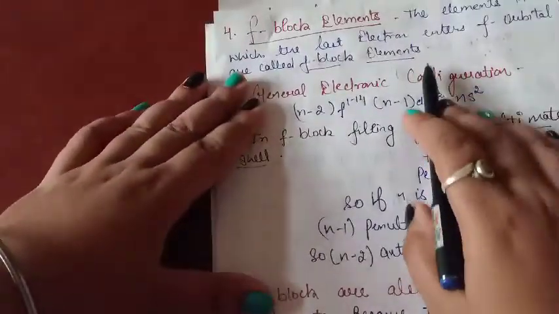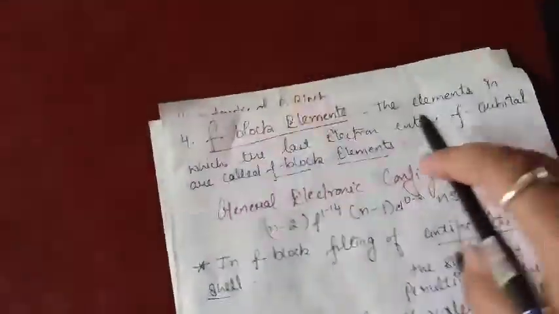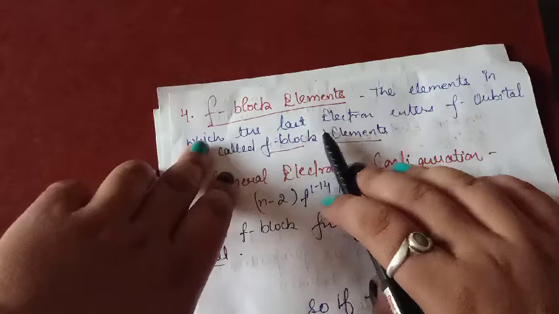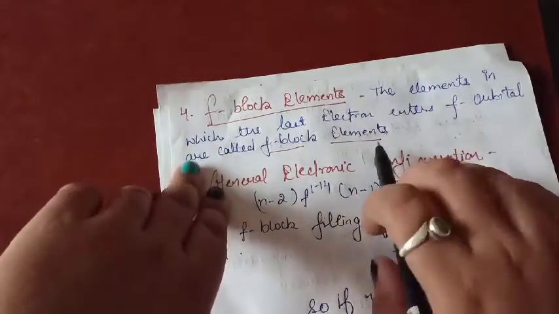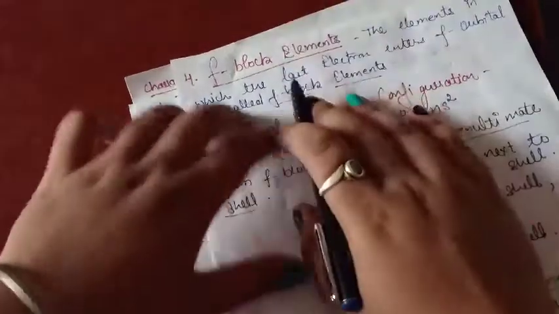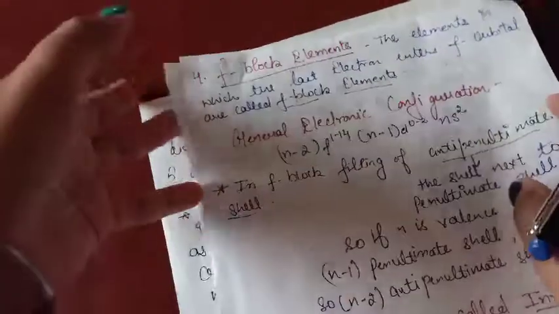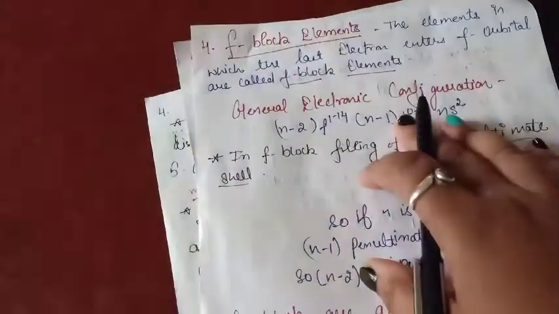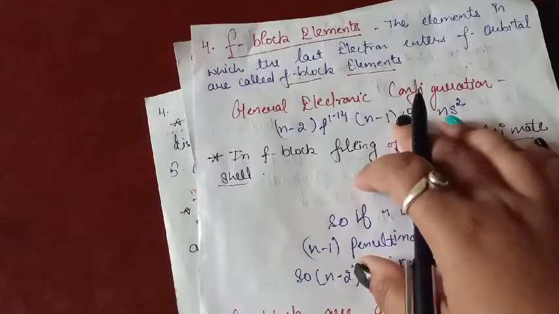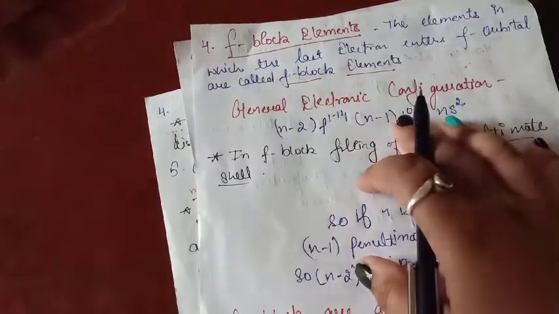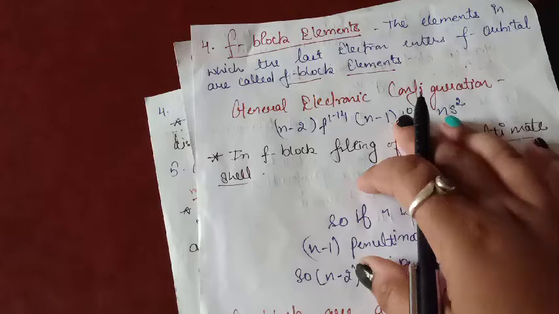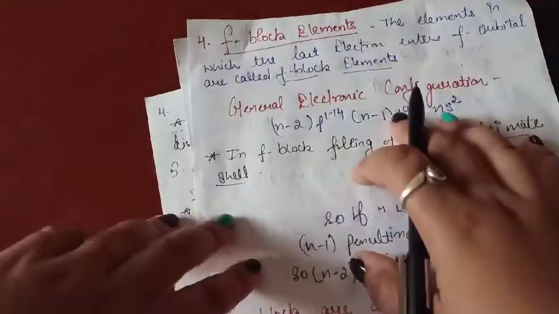So next, the last part of the periodic table, the F block elements. The elements in which the last electron enters the F orbital will definitely be the F block elements. The main point to keep in mind: we discussed in the D block that the electrons enter the penultimate shell. Now in the F block, the electron enters the anti-penultimate shell, the one next to the penultimate.